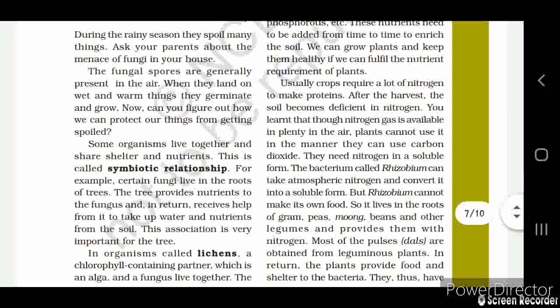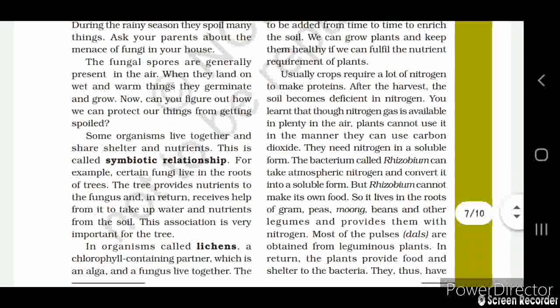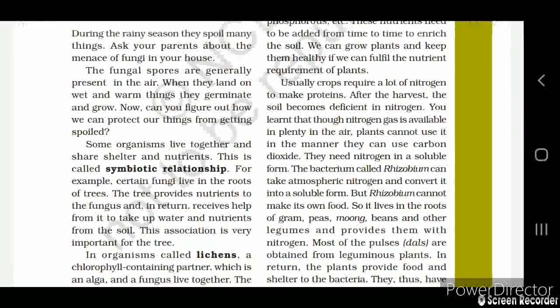Now another example is during the rainy season. During the rainy season the fungi may spoil many things. So ask your parents about the millions of fungi in your house. You may see fungi have spoiled some food. Ask your parents. The fungal spores are generally present in the air. When they land on wet and warm things, they germinate and then start to grow. Now can you figure out how we can protect our things from getting spoiled by that fungi?